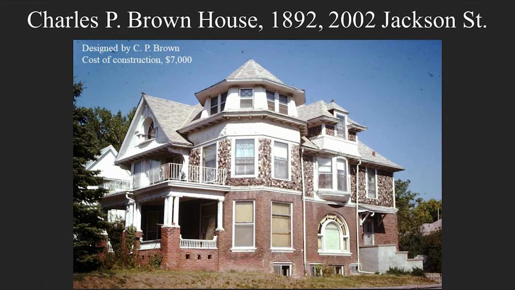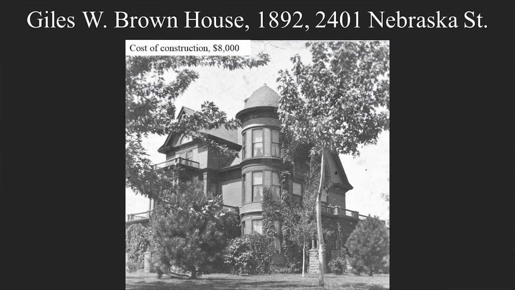Charles Porter Brown, the architect, showed us that you could build a masonry, concrete, and rock house in the Victorian style with that neat pagoda roof tower. This house was built for the cost of $7,000 and is still standing at 2002 Jackson Street. The Giles W. Brown House at 24th and Nebraska was built in 1892, and it cost $8,000.